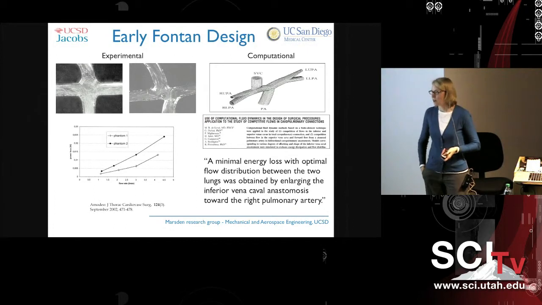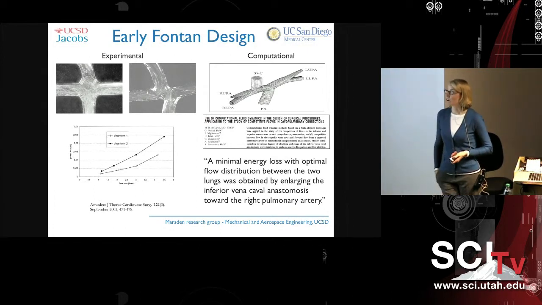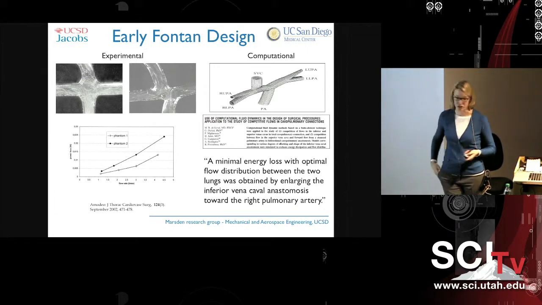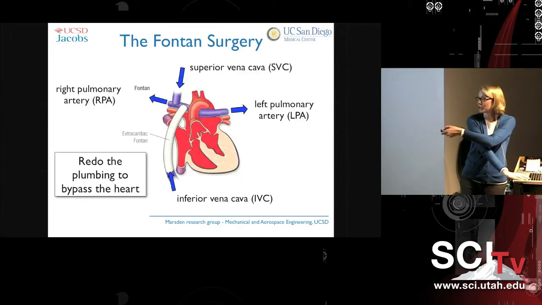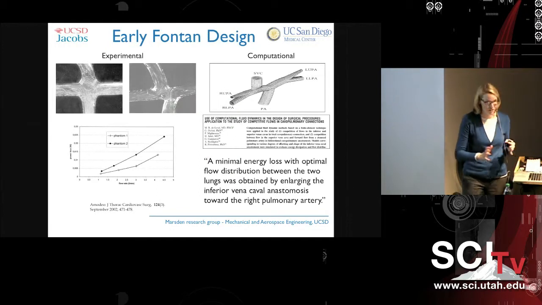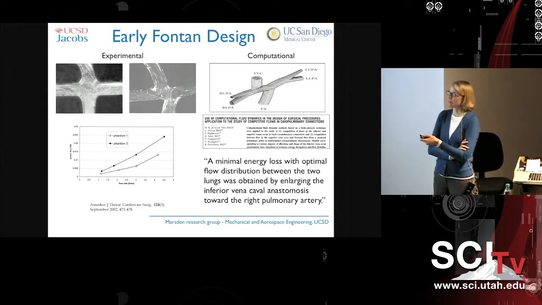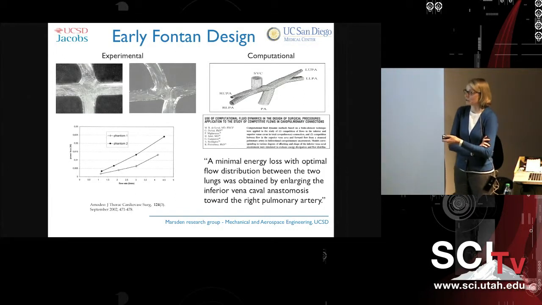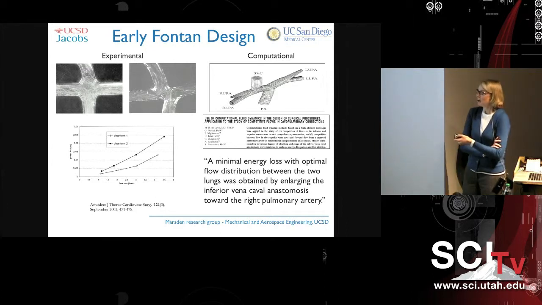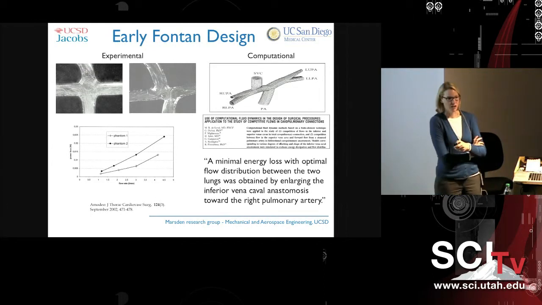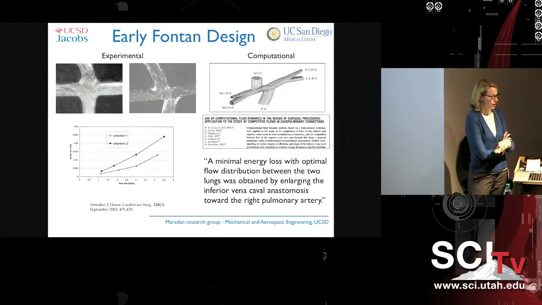Now, there was some early work on the Fontan junction. So when I'm referring to the junction, I'm referring to this connection here. So this is kind of a T-shaped connection that you don't see anywhere else in the body naturally. So people have looked at this experimentally. There was some important early work by this group in Italy looking at this computationally. And this early simulation work actually led the surgical community to change what they were doing.